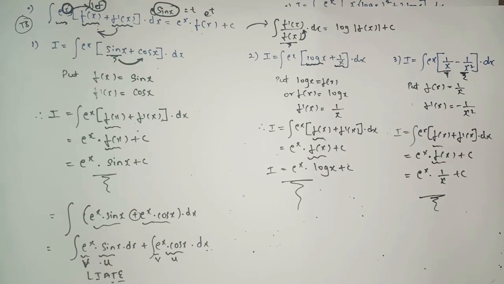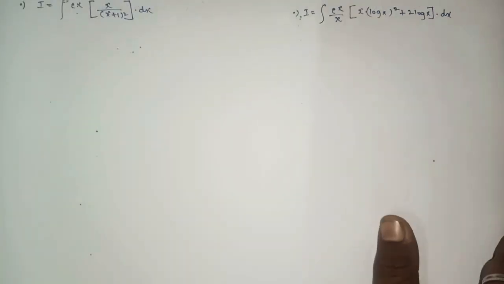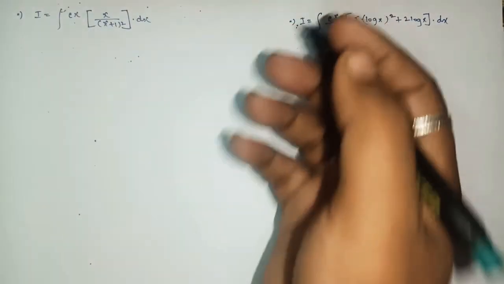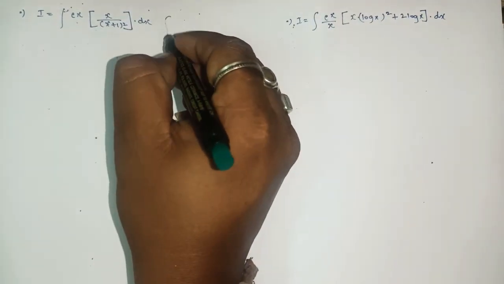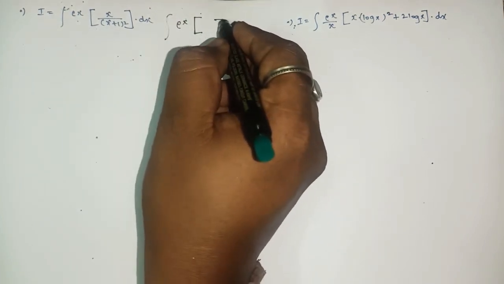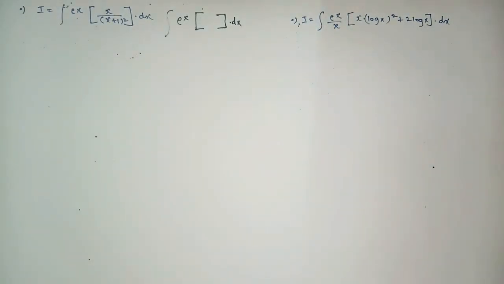Let's move on to the next few sums based on type number 8 only. The next one is I equals integration of e raised to x upon x plus 1 the whole square into dx. As I told, how to guess the property is very simple. Whenever you come across integration e raised to x, with something inside the bracket and then dx, simply apply this property: e raised to x f of x plus f dash x plus c.